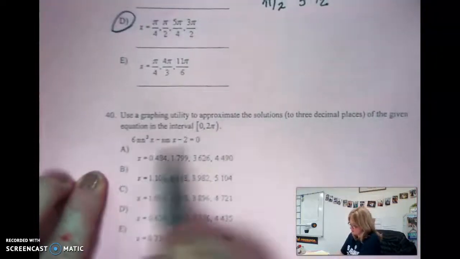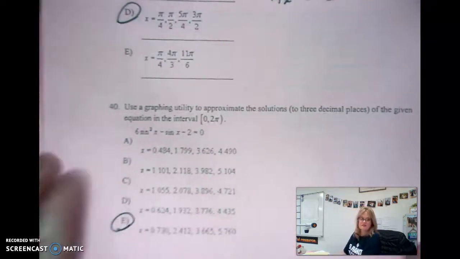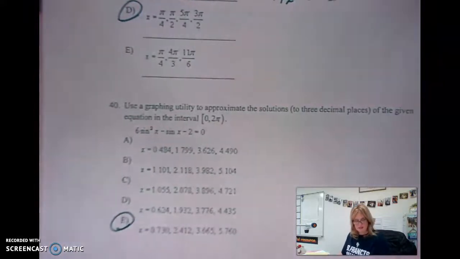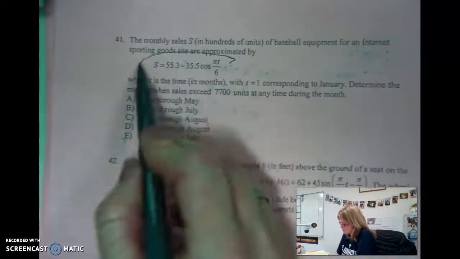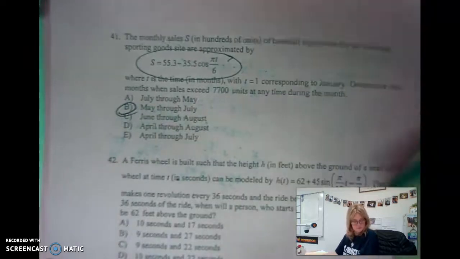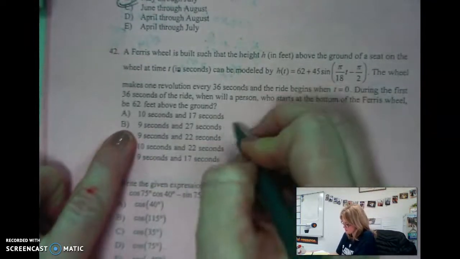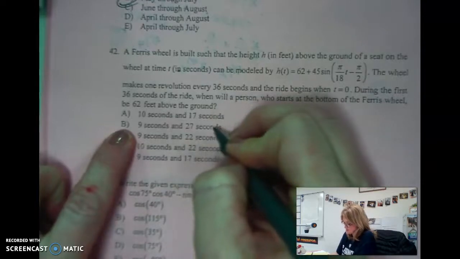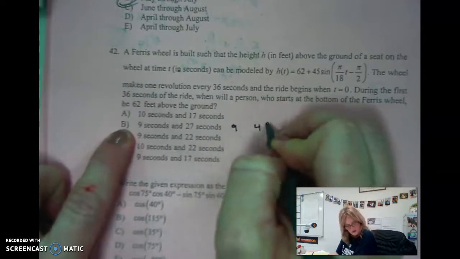Use your graphing calculator to plug this in. Look for where it crosses the x-axis, and your answer is E. Number 41, we are looking for, again, use your graphing calculator, and this happens at B. 42, if you need to, go ahead and convert these into decimal times. So 9 seconds and 27 seconds. If you need, this is 9 and 45, 9.5.